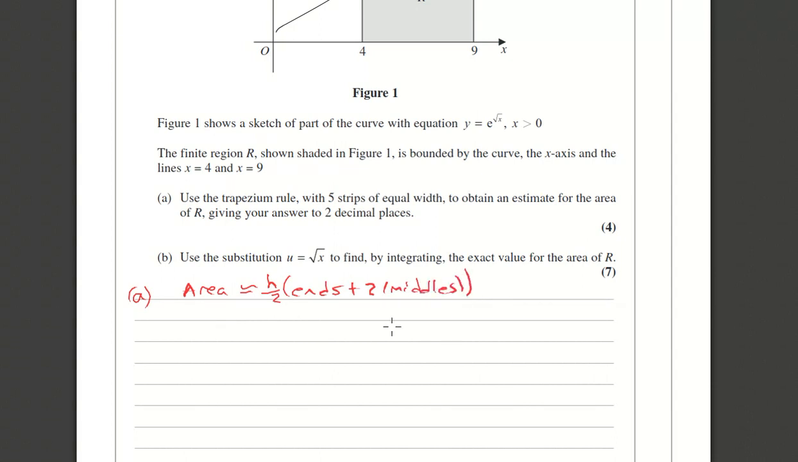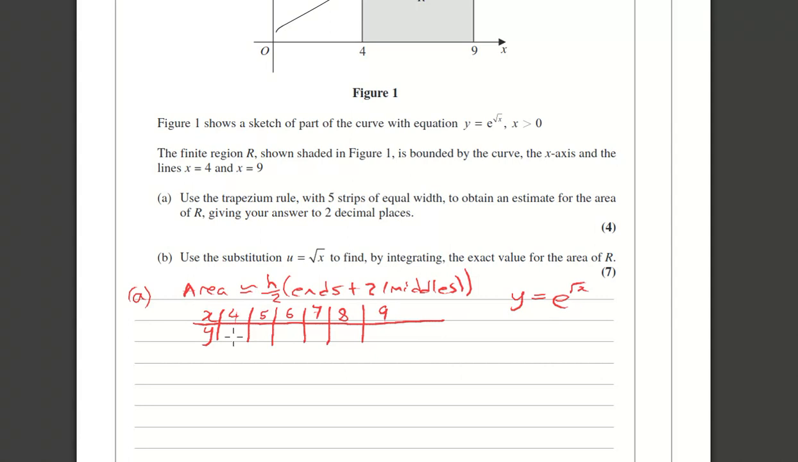Well, it simply means with any of these questions, you need a table of values, x and y, and we're dealing with the function y is e to the square root of x. Now we're trying to do this from 4 to 9, and they want us to do 5 strips. So if you think about it, 4, 5, 6, 7, 8, 9. Remember what I said about there'll always be one extra ordinate compared to number of strips, but there will be 5 trapezia there. So you'll need 6 ordinates for 5 trapezia, and in general, n plus 1 ordinates for n trapezia.